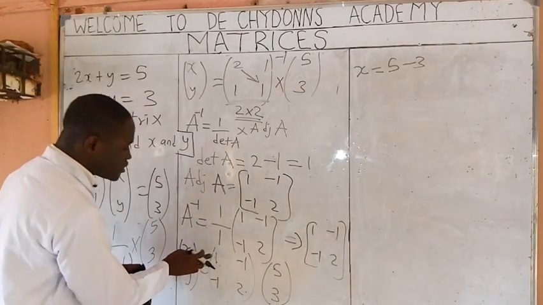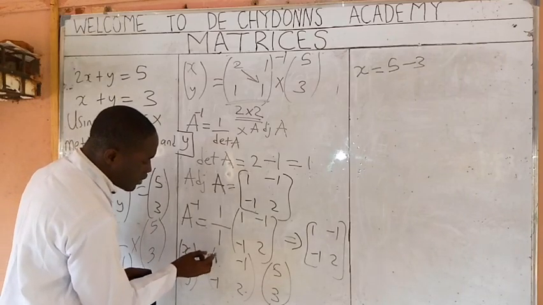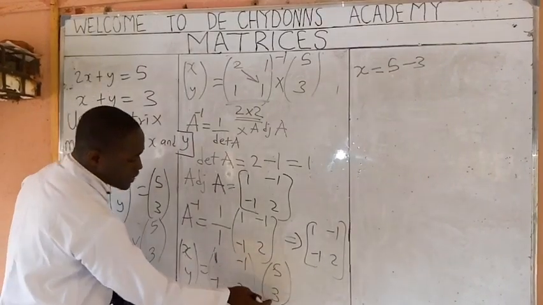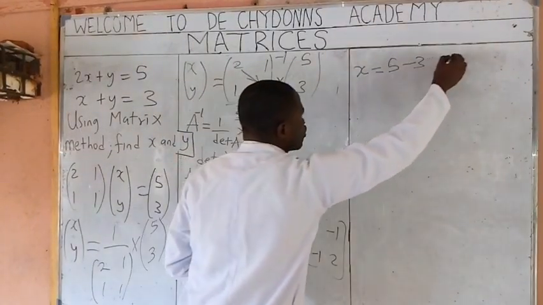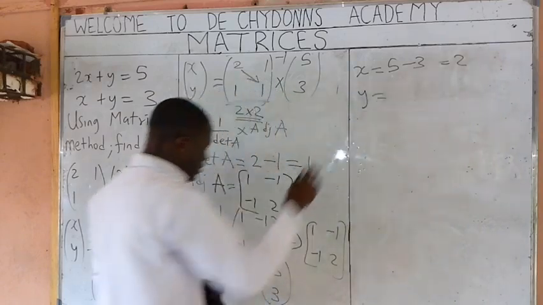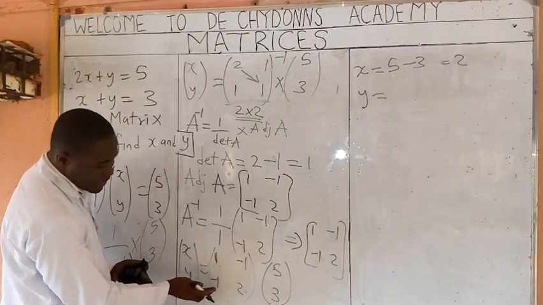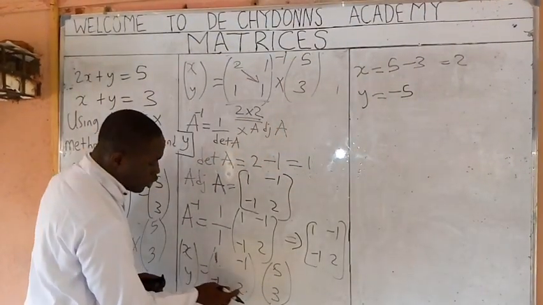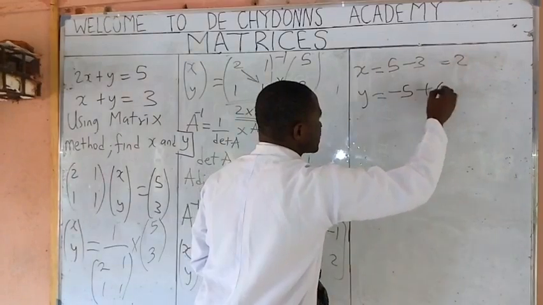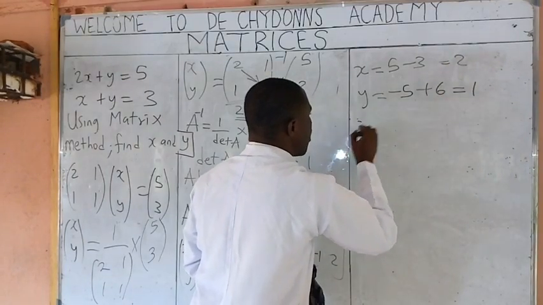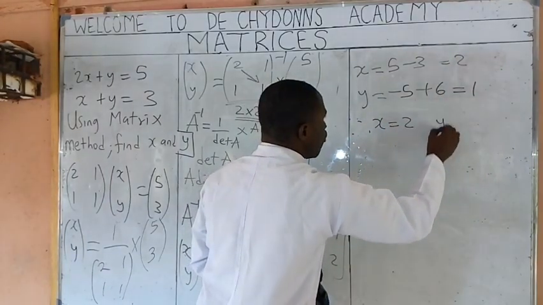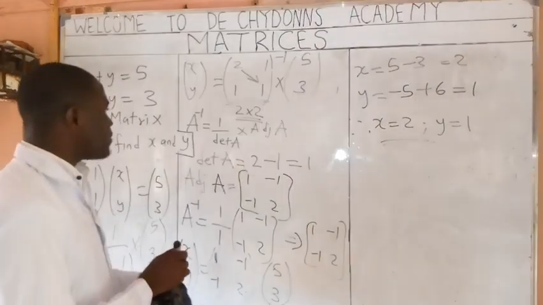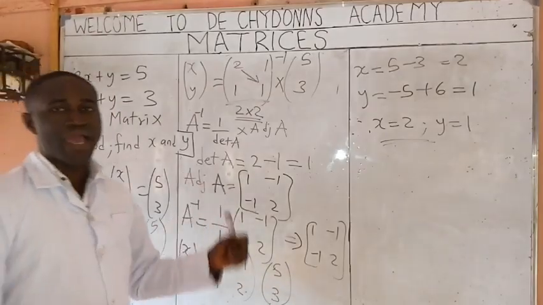Then what you now do is say the first element times this, that will be 5, minus 1 times this, that will be minus 3. It will give you 2. For y, you come to the next element at the bottom: minus 1 times 5, minus 5, and 2 times 3, plus 6. That will give you 1. Therefore, x equals 2, y equals 1. That is how to get it. So we have been able to use the matrix method to get the values of x and y.